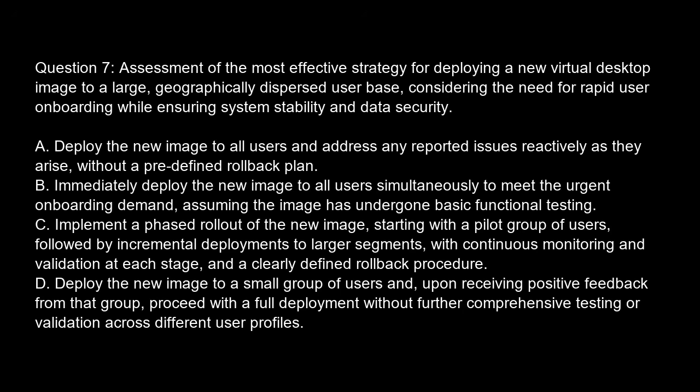Option C. Implement a phased rollout of the new image, starting with a pilot group of users, followed by incremental deployments to larger segments, with continuous monitoring and validation at each stage, and a clearly defined rollback procedure. Option D. Deploy the new image to a small group of users, and upon receiving positive feedback from that group, proceed with a full deployment without further comprehensive testing or validation across different user profiles.